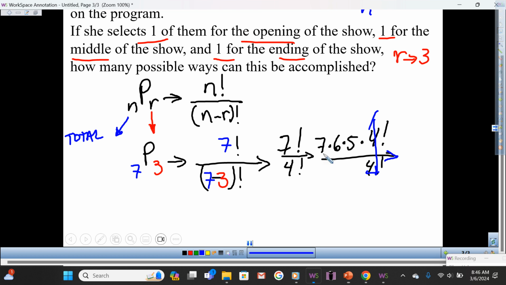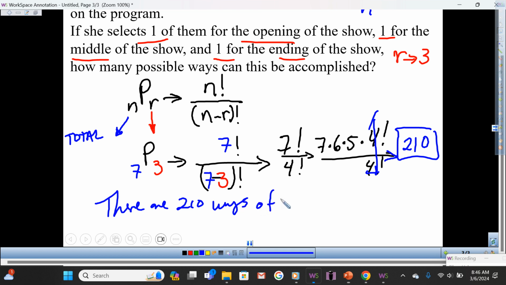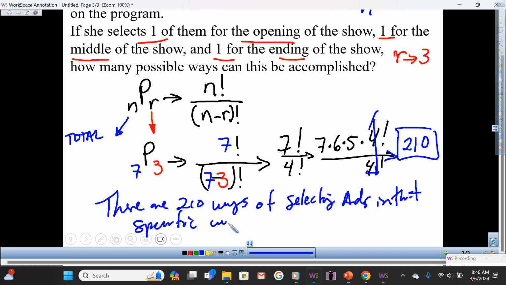What is 5 times 6 times 7? 210. Therefore, let's write a statement. There are 210 ways of selecting ads in that specific way, which means one at the beginning or opening, one in the middle, one in the end. Thank you.